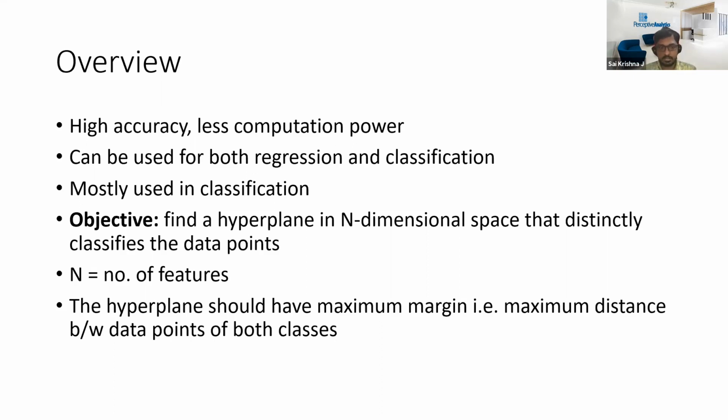The objective of this SVM algorithm is to find a hyperplane in an n-dimensional space that distinctly classifies the data points. When I say n-dimensional space, the n refers to the number of features in the data. So if there are two features or two variables in the data, then you will be working in a two-dimensional space, and that hyperplane will actually be a line which you draw across this two-dimensional space so that you separate those two different data points.